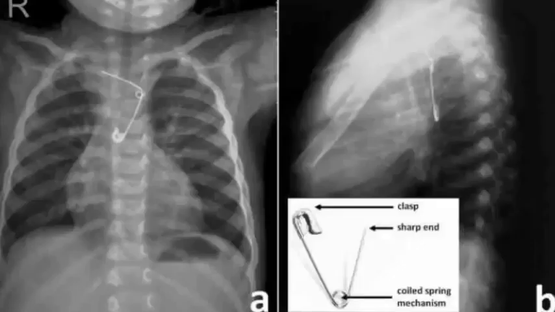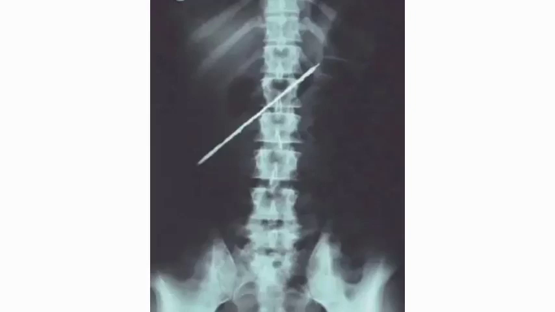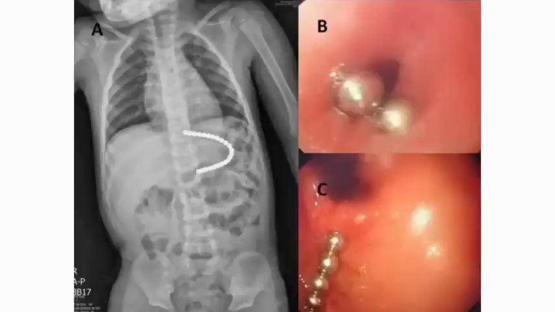Foreign bodies can be sharp objects like the safety pin seen here, in the upper part of the esophagus. Again, a needle is seen in the stomach, that is also a sharp foreign body. The other foreign bodies are magnets. Multiple magnets are seen in the radiograph and also in the endoscopic view.